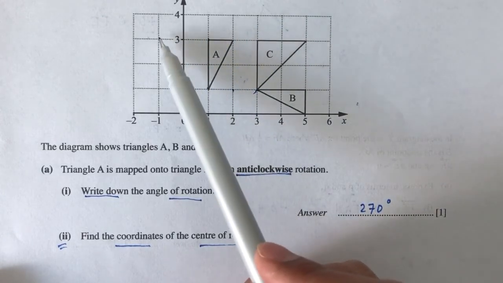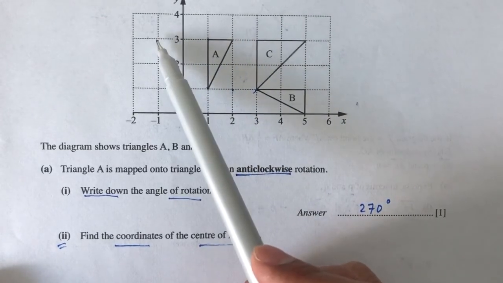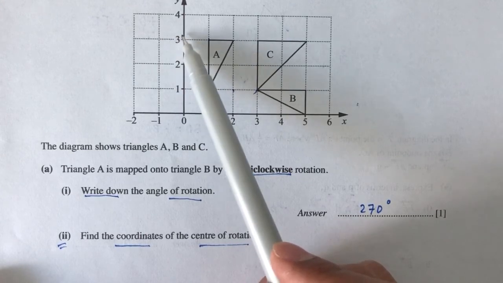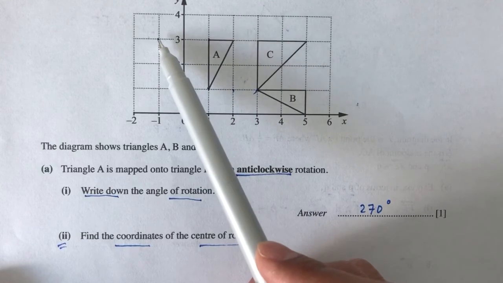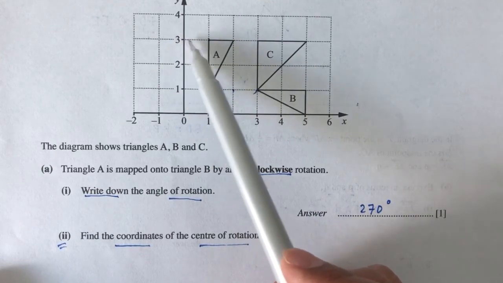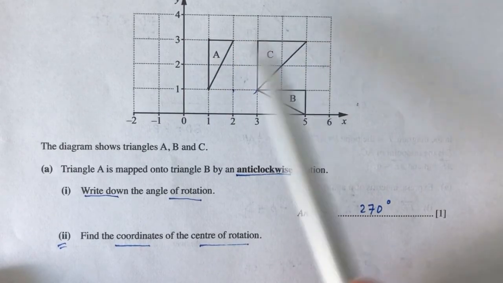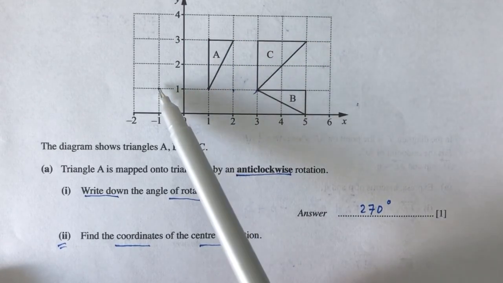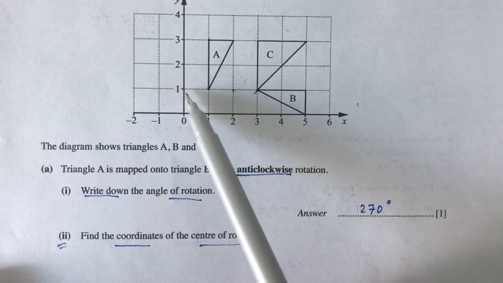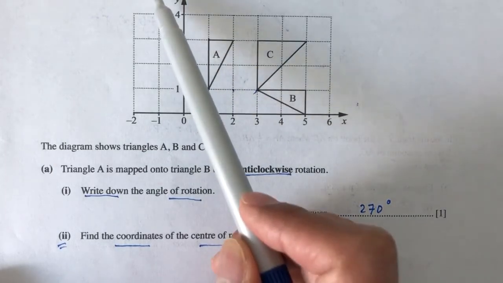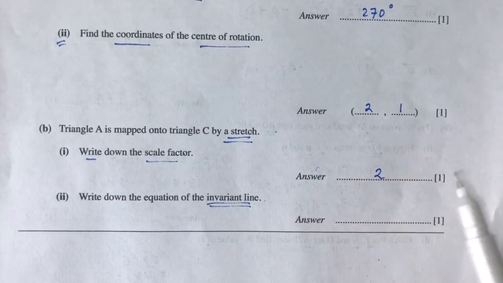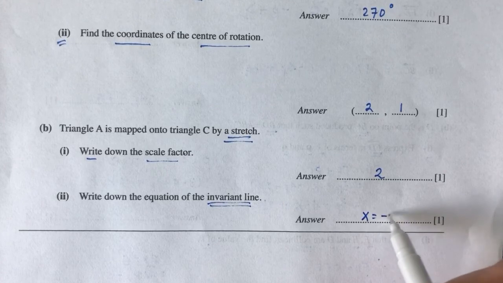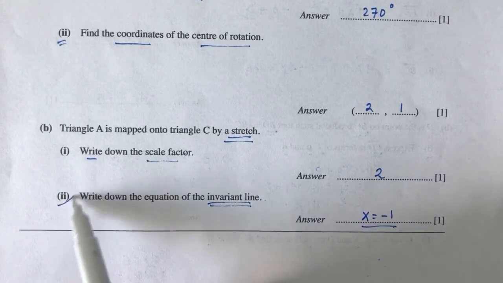So let's try this line. So 1, 2. So it means to move by 4 now. So 1, 2, 3, 4. That's good. Let's try again. 1, 2, 3. If the scale factor is 2, we need to multiply 3 by 2. So 1, 2, 3, 4, 5, 6. And the last point, 1, 2. 2 times 2 is 4. So 1, 2, 3, 4. That is good. So the invariant line will be this line, which is x equals minus 1. And that is the answer for part 2.